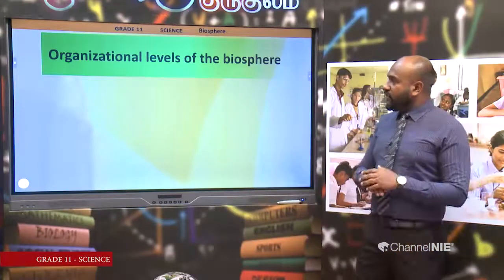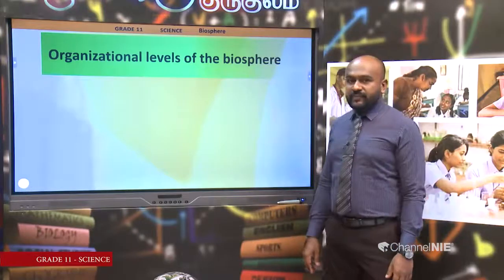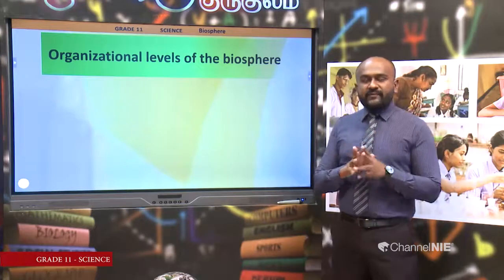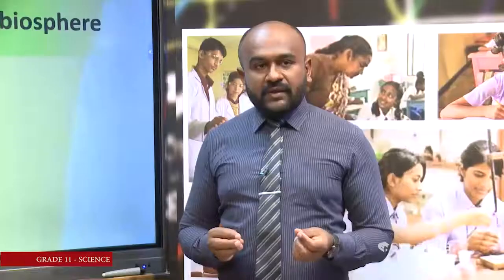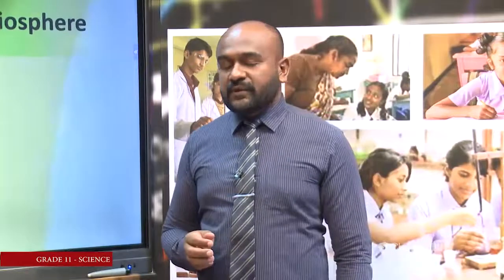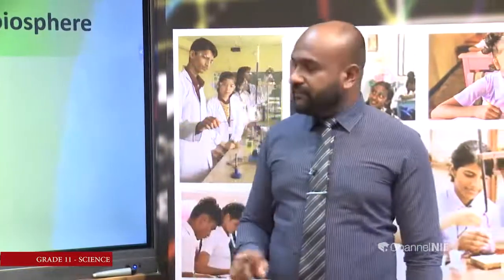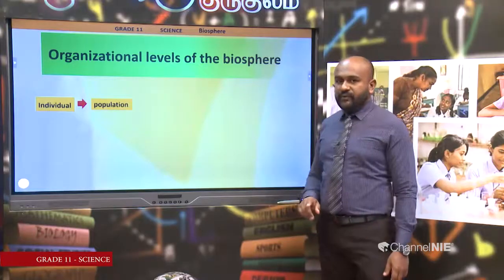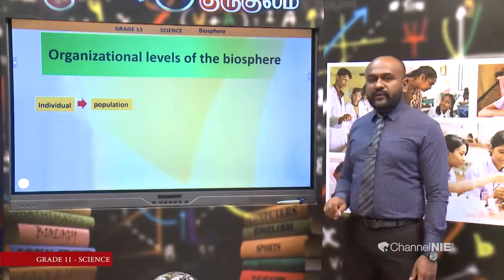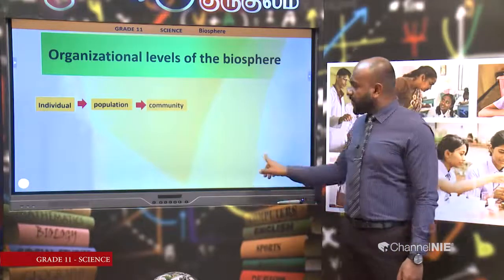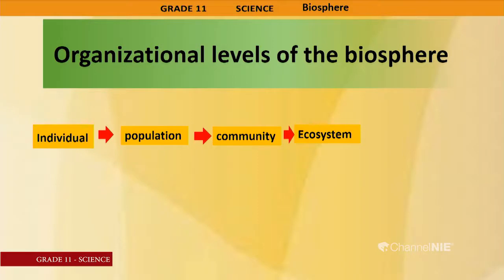Now, what we are going to do? Organizational levels of the biosphere. Can you remember the organization levels of the biosphere? Sometimes you must have already done this. So, try to remember the organization levels. Individual, and then what do you get? Population, and after population what do you get? Community, and then ecosystem, finally what do you get? Biosphere. So, these are the organization levels of the biosphere.